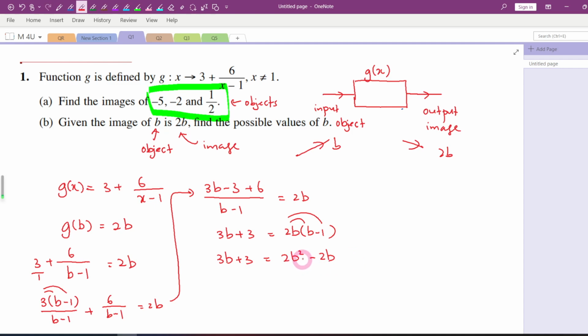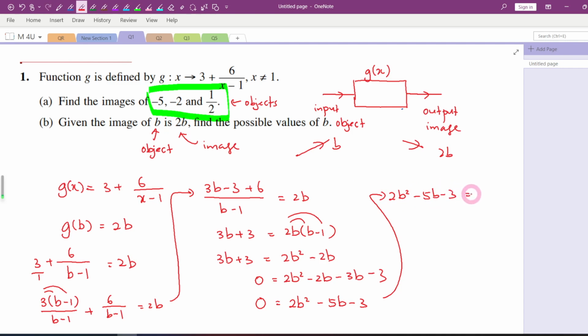Now, this is a quadratic equation, right? We arrange this quadratic equation in general form first, then only we start to do the factorization and continue solving it. So bring all the things go over here. 0 is equal to 2b squared minus 2b minus 3b minus 3. So 2b squared minus 5b minus 3 is equal to 0. Let me change their positions. Write 2b squared minus 5b minus 3 on the left hand side and the 0 on the right hand side.